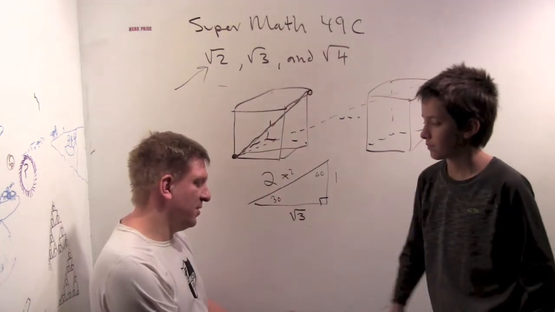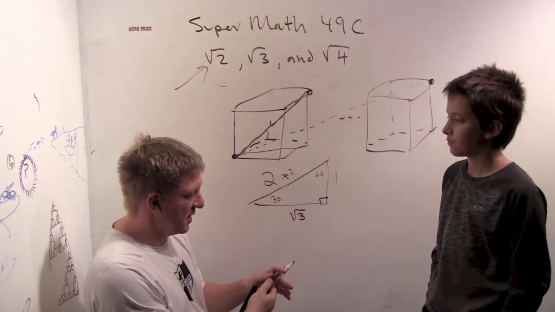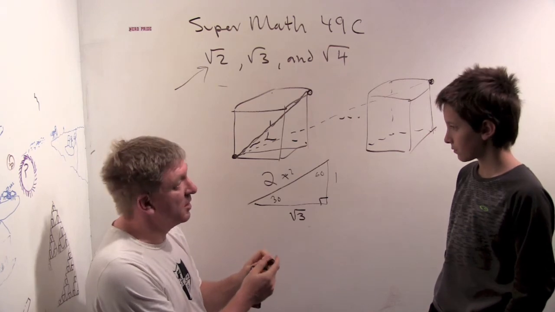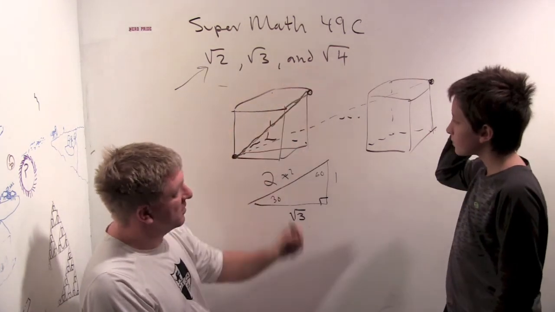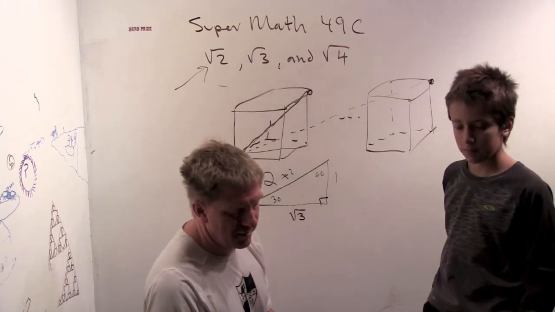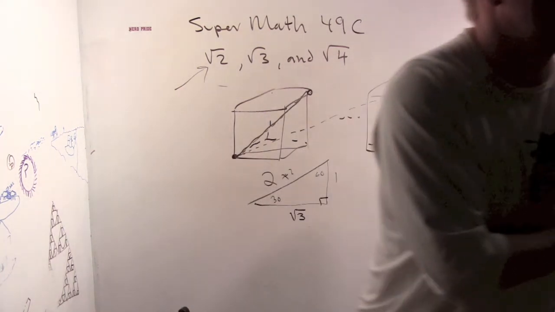So, very interesting. That was an interesting observation you had about how root 3 might show up in a cube, since root 2 shows up in a square, and then root 4 shows up in a hypercube. Pretty neat, right? Yep. All right, good job. Good job today, huh?